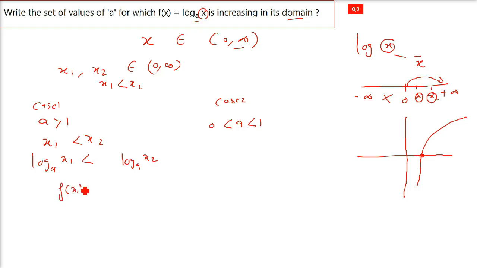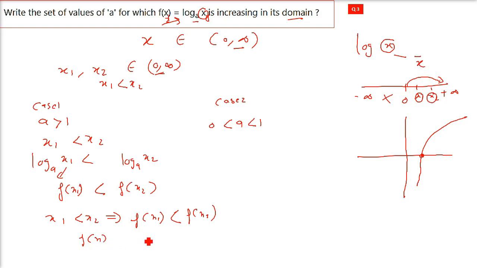When you take log, it will be less only, you know the property of log. x1 is less than x2, so log x1 will be less than log x2 if a is greater than 1, right? Only if a is greater than 1. So f(x1) is less than f(x2), because this is the function only. So when we took x1 less than x2, it implies that f(x1) is also less than f(x2). Then x1 and x2 belong to 0 to infinity, x1 is less than x2. So that means f(x) in 0 to infinity is increasing. We have completed the question, right?